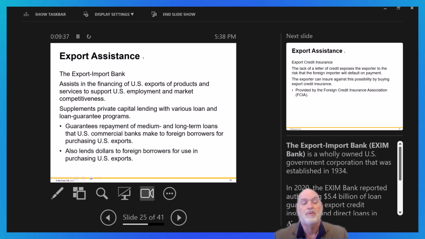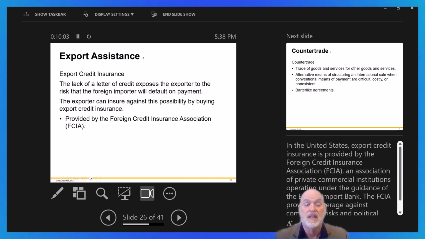The Export-Import Bank assists in the financing of U.S. exports of products and services to support U.S. employment and market competitiveness. It supplements private capital lending with various loan and loan guarantee programs, guarantees repayment of medium and long-term loans that U.S. commercial banks make to foreign borrowers for purchasing U.S. exports. It also lends dollars to foreign borrowers for use in purchasing U.S. exports.